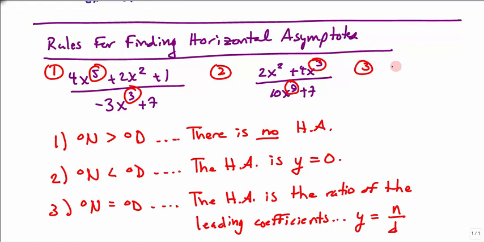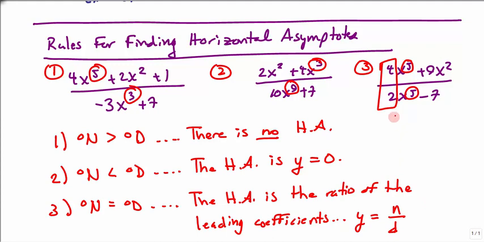So I could have something like 4x to the 5th plus 9x squared over 2x to the 5th minus 7. Well, in this case, the degree in the numerator is equal to the degree in the denominator, so my horizontal asymptote is the ratio of the leading coefficients. So in this case, it would be y equal 4 over 2, or y equal 2 would be my horizontal asymptote. So y equal 2. Here, my horizontal asymptote was y equals 0, and here I did not have a horizontal asymptote.